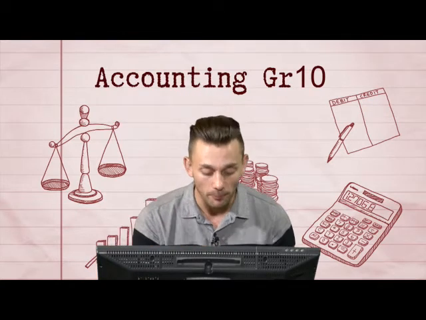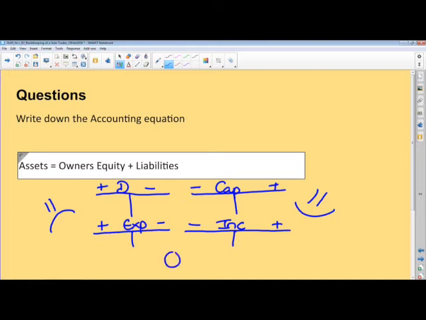So remember, your owner's equity is split into four accounts. Now remember, what makes it negative? When your expenses go up, your drawings go up, your capital goes down, your income goes down. And what makes your owner's equity go up? Positive. When drawings go down, when expenses go down, when capital goes up, and when income goes up. And that's what I call the key.